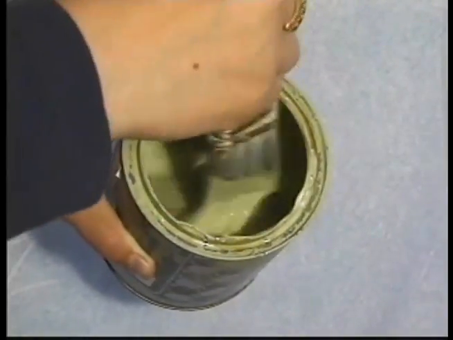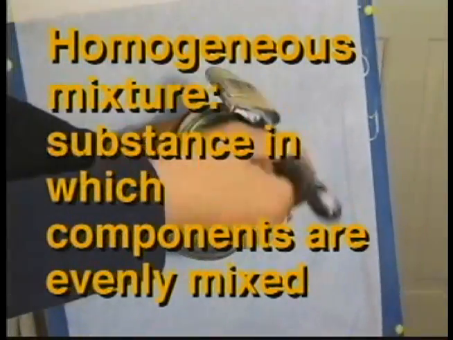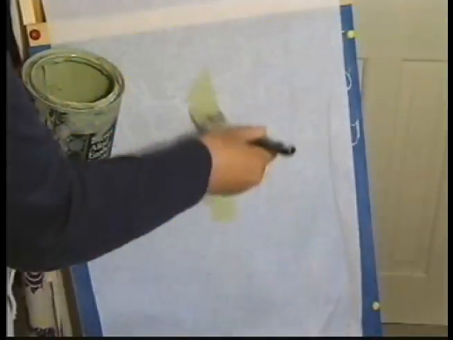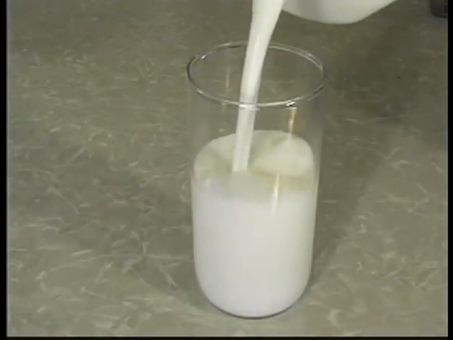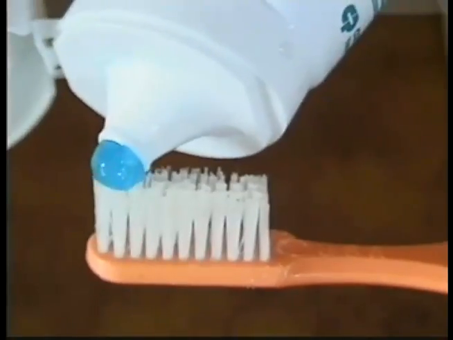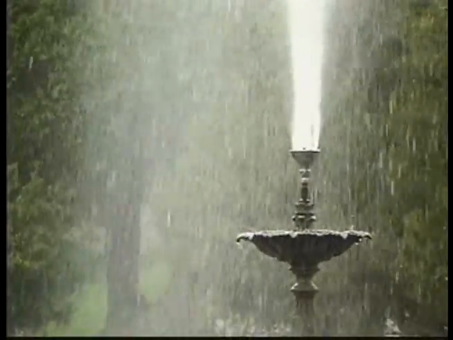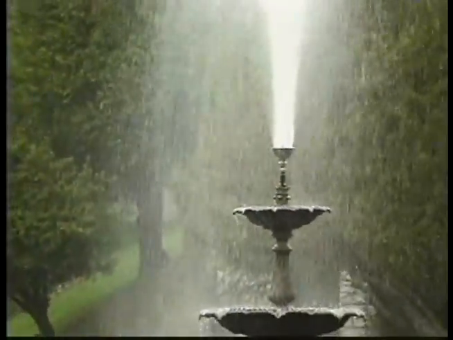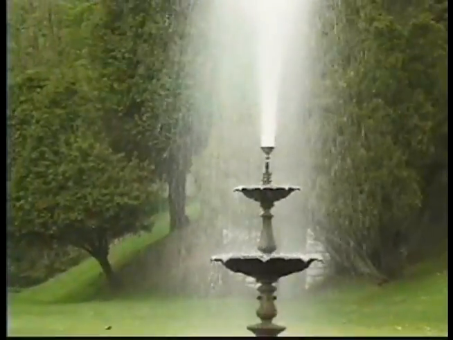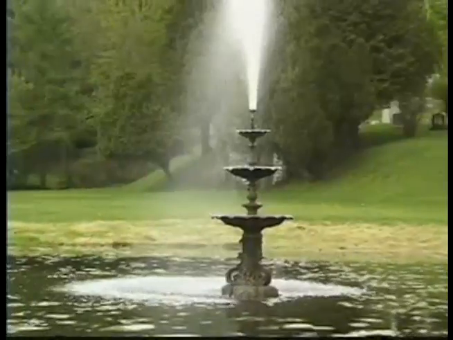Homogeneous mixtures, like this paint, are different from heterogeneous mixtures in that they are well mixed and the same throughout. This milk is a homogeneous mixture in that it is chemically the same throughout. Other examples of homogeneous mixtures include toothpaste. Perfume is also a homogeneous mixture. Having explored the differences between homogeneous and heterogeneous mixtures, let's consider the 3 types of mixtures: colloids, suspensions, and solutions.